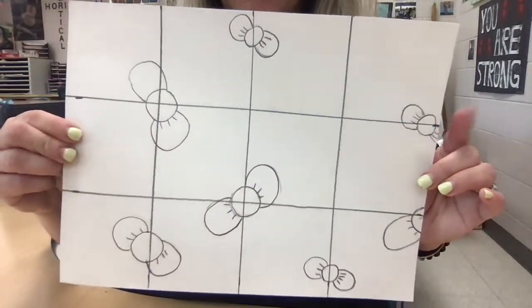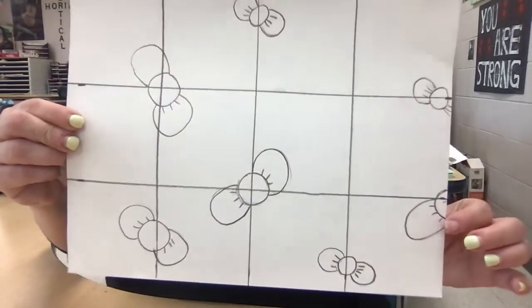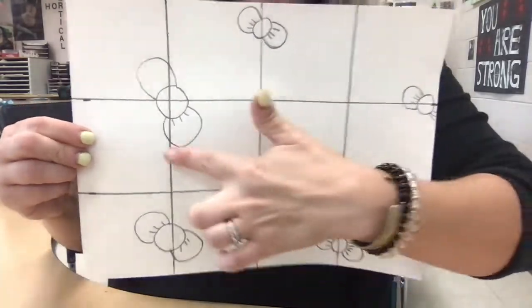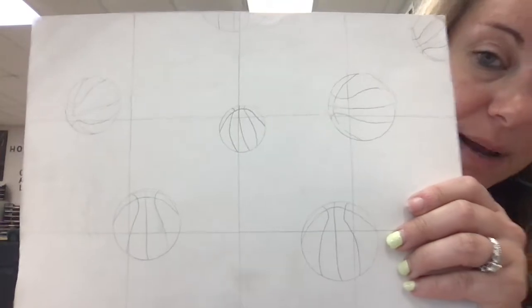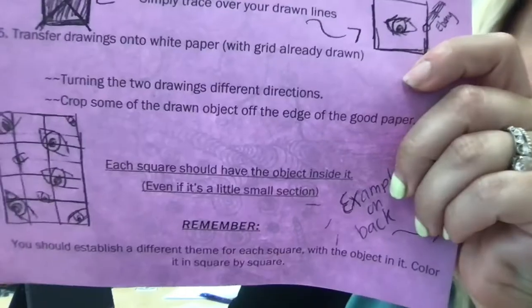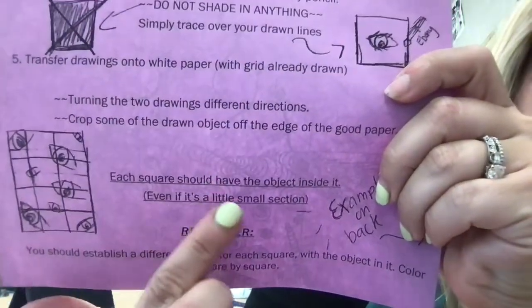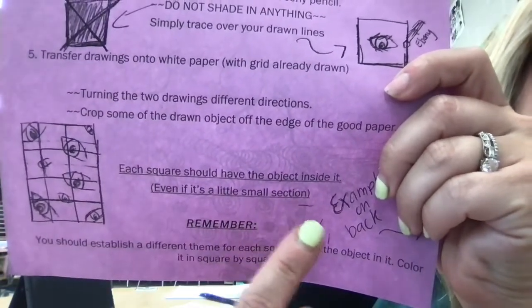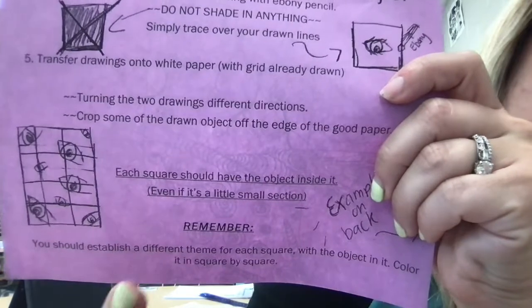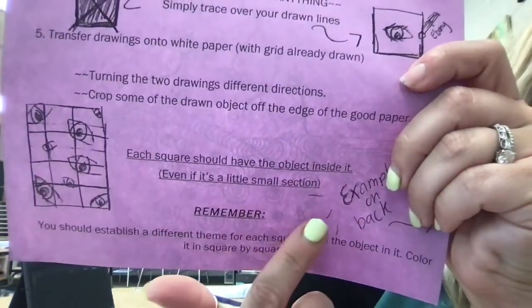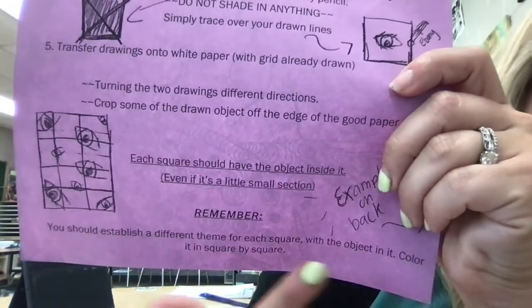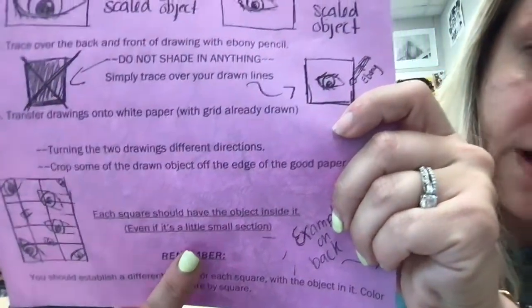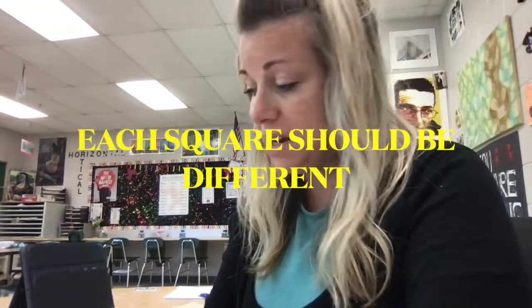Some cropping, some overlapping. I probably could add something maybe right here. I can always add that in later. Okay, from here, each square should have an object inside it, even if it's a small section. Remember, you should establish a different theme for each square with the object in it and color it in maybe square by square. So where does the variety come in?